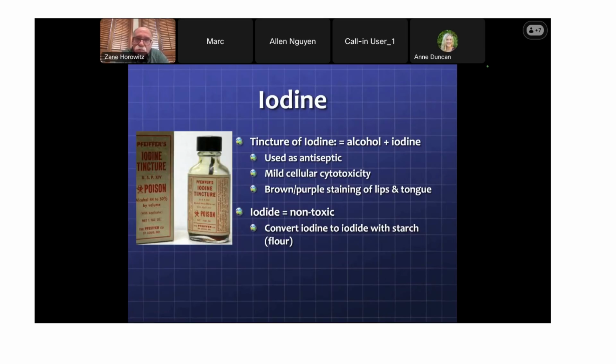So this purple-brown is kind of a clue whether you're dealing with iodine or just iodide already.